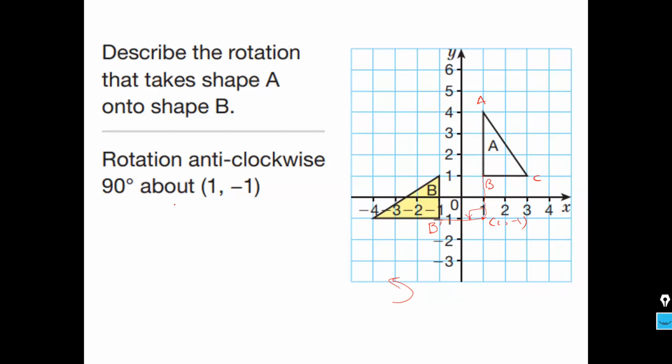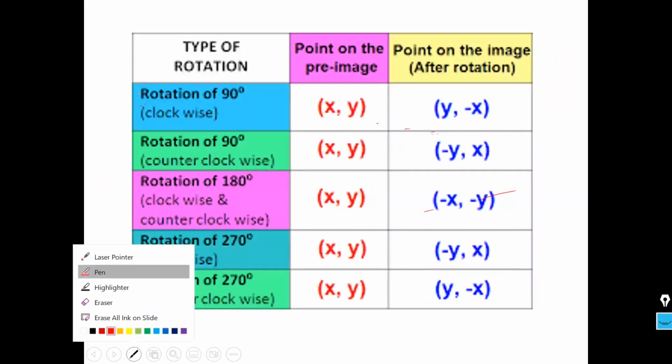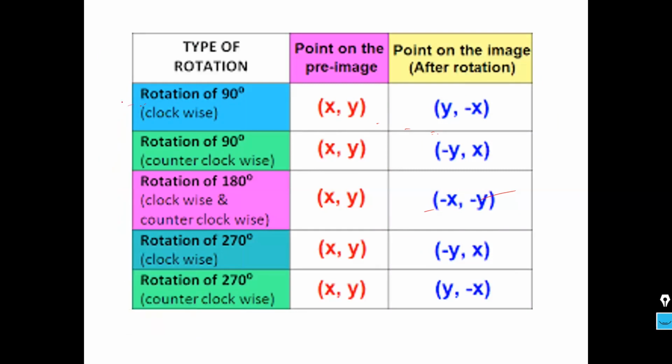We can also find these rotations with the help of some rules. These are the rules, by type of rotation. We say that a 90-degree clockwise and a 270-degree counterclockwise rotation are the same. So both of them are (y, -x). It means we put the coordinate of y in the place of x, and x will be displaced to the position of y while changing its sign.